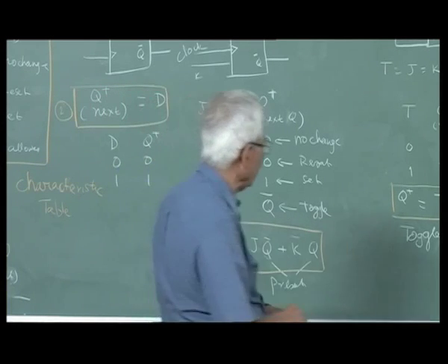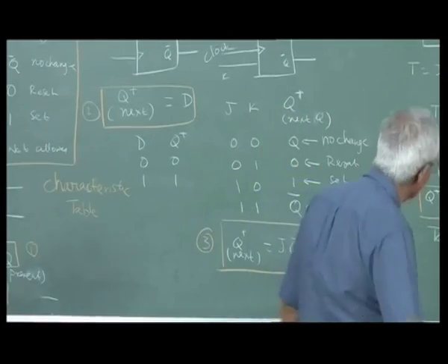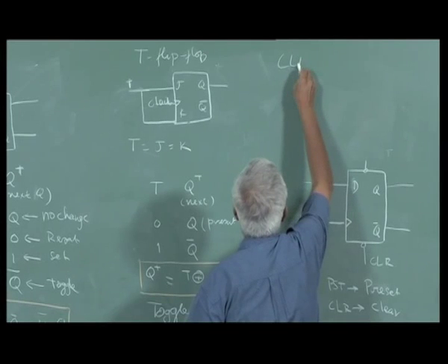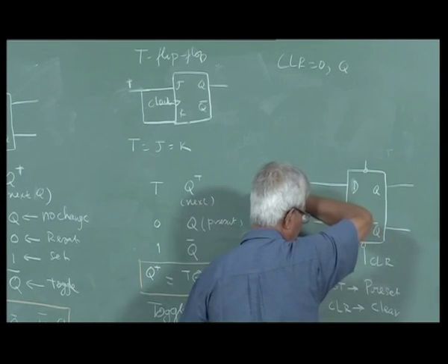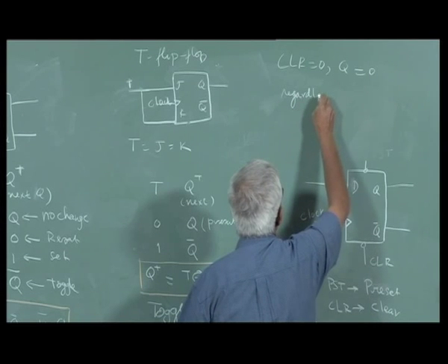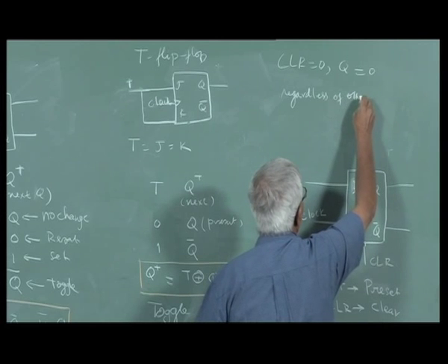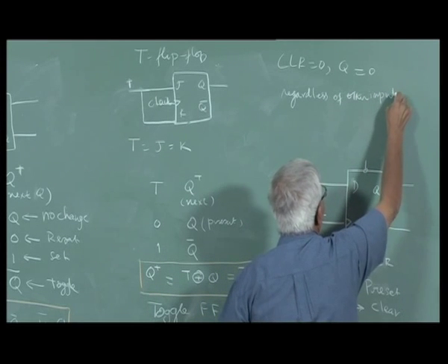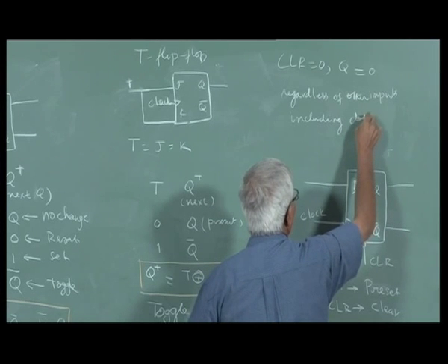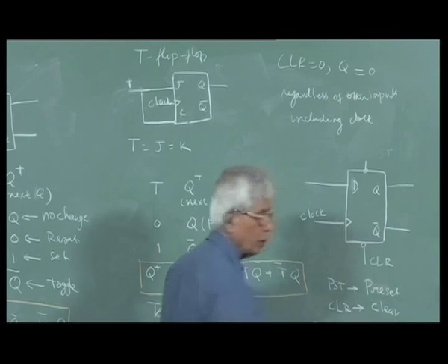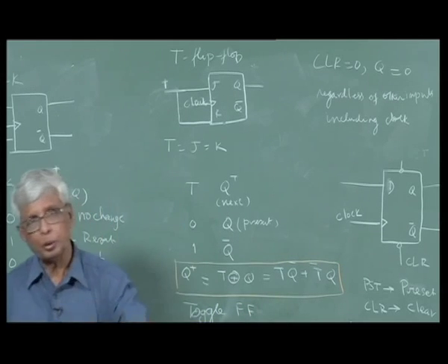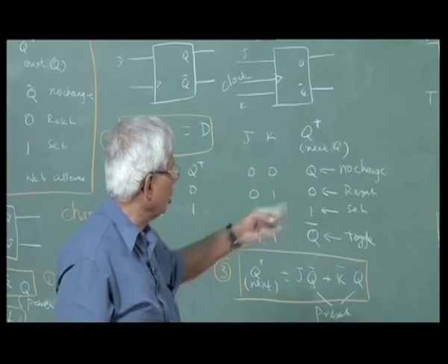So similarly, when clear is 0, Q is 0, regardless of other inputs. Including clock, whatever happens to inputs D or JK or whatever, output remains 0. So if you want to make the output of the flip-flop 0, irrespective of what input you are giving, irrespective of the clock is there or not, you apply 0 to the clear input.